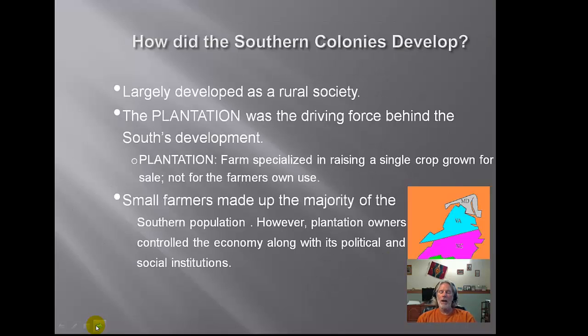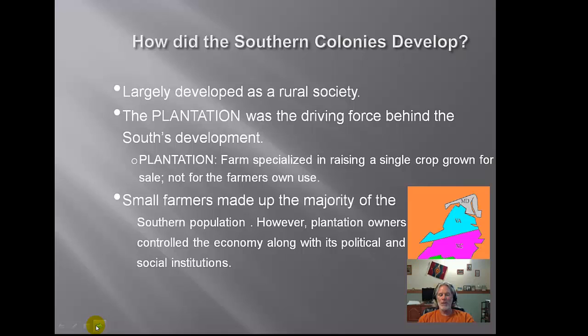The southern colonies: you think about the southern colonies, you get into Virginia, Maryland, North Carolina, South Carolina, and Georgia, you start having a little bit more moderate weather. And this is pretty much a rural society. And the plantation was a driving force behind the South's development. A plantation is a farm specializing in a single crop. Later on, a couple centuries later, you can see cotton is going to be the single crop. But right now it is tobacco.